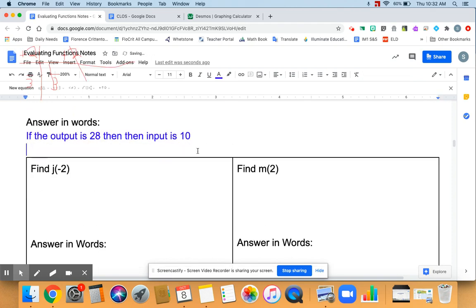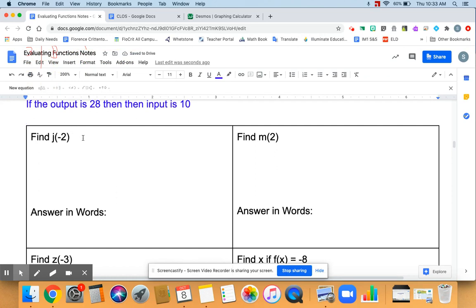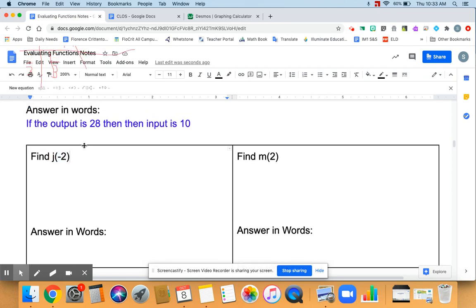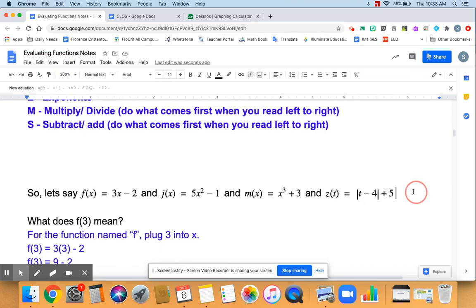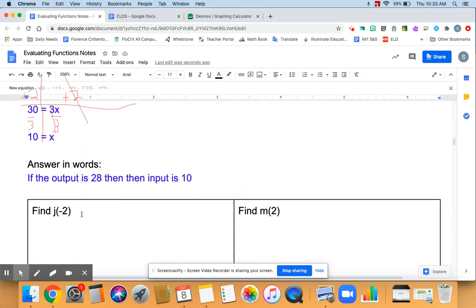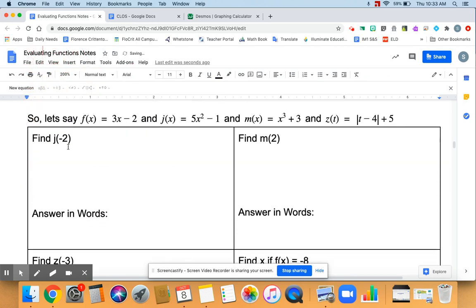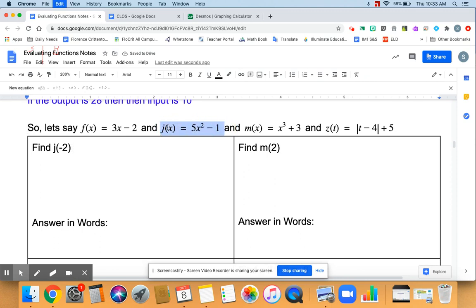So now I have tons of questions. Remember, there's always the long way to do math, and then there's the short way, because mathematicians like to go fast. So often they're going to give instructions like this, where it just says find j parentheses negative 2. What it means is you take the equation j and you plug negative 2 into x. So I'm going to go up quickly and grab all of these from the top so that we can see them as we do them. So this one says j of negative 2. So I'm going to come grab the j of x.